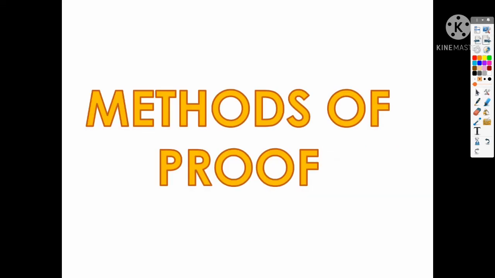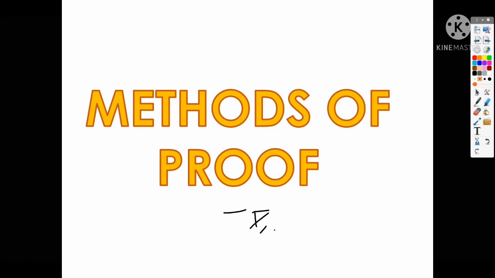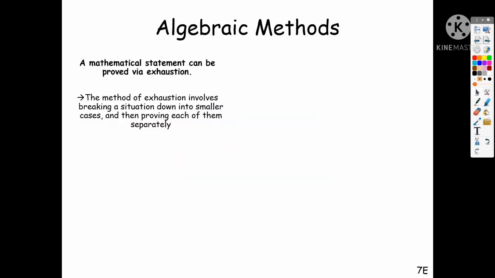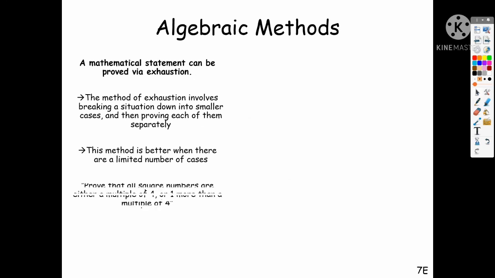So the last part, final bit, is called methods of proof. Now specifically, I want to look at exhaustion. Now, if you're exhausted, usually, in general terms, then you've had enough, you've tried everything. So, exhaustion literally means trying all different possibilities of many values in order to prove something, which we'll look at here. So, method of exhaustion involves breaking a situation down to smaller cases and proving each of them separately. So, this method is better when there are a limited number of cases.